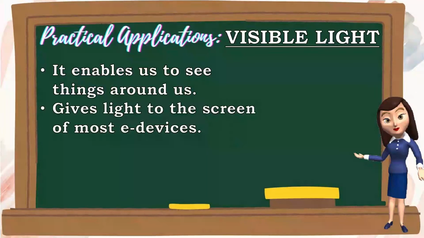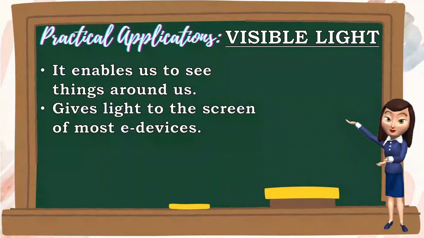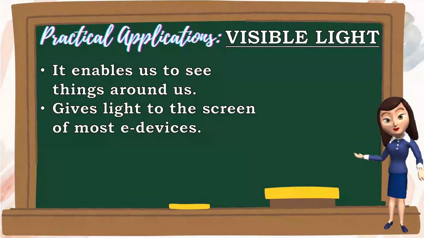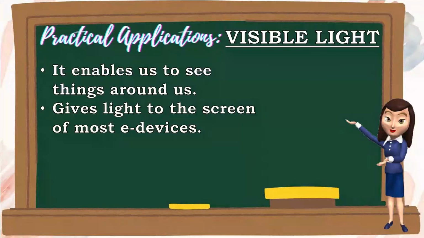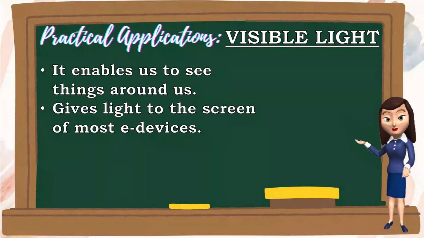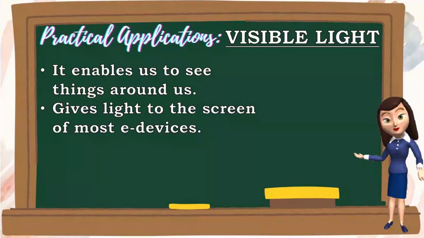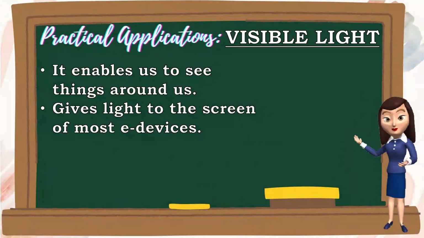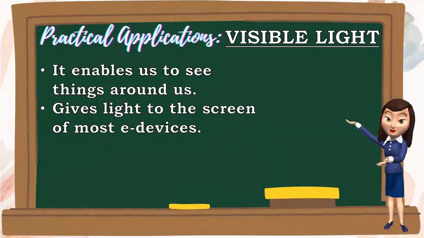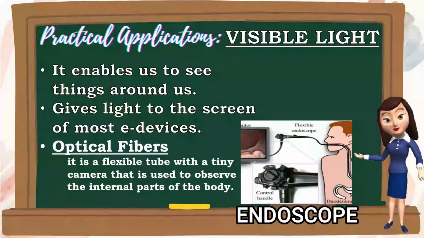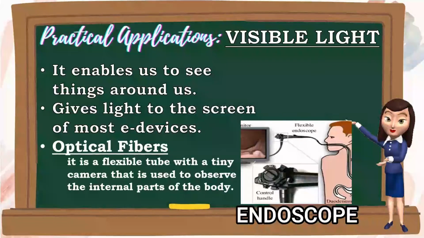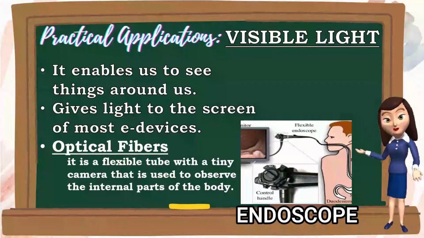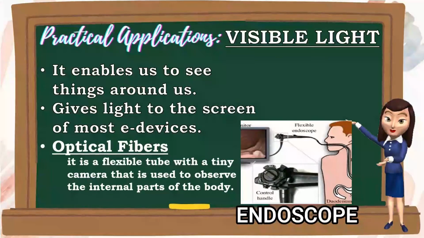It also gives light to the screen of most electronic devices and artificial lights like flashlight, lamp, or any light source that produces light instead of natural lights produced by the sun. Another application of the visible light is the use of optical fibers in medicine, specifically in using the endoscope. It is a flexible tube with a tiny camera that is used to observe the internal parts of the body.